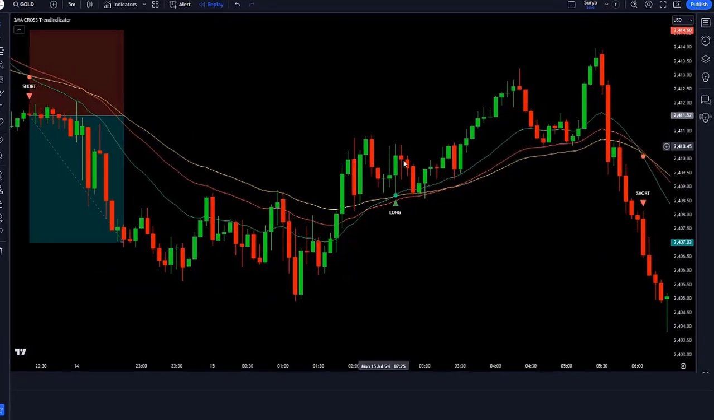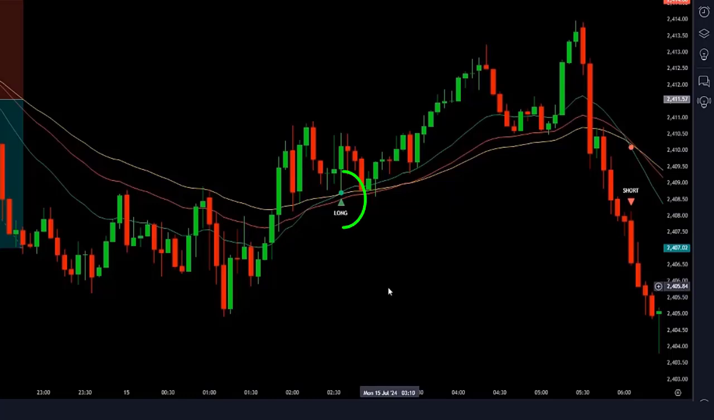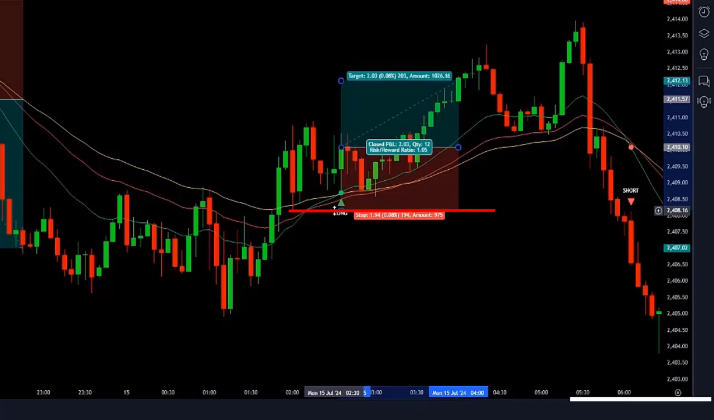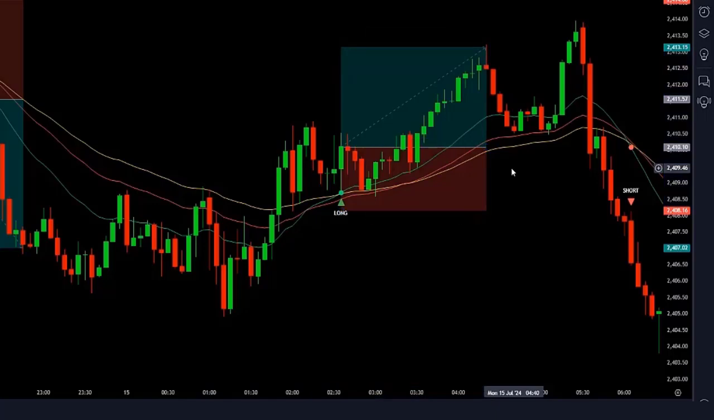Guys, let's see the buy signal. When the 3MA cross indicator gives us a buy signal, when the market forms a bullish candle, we will take a buy order. Our stop loss is to be placed at the previous low of the market. And the risk to reward ratio will be 1 to 1.5.